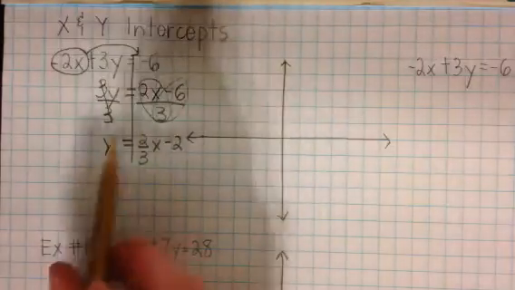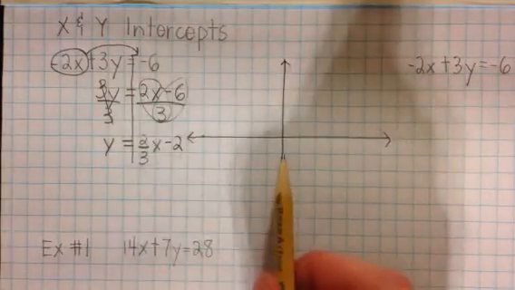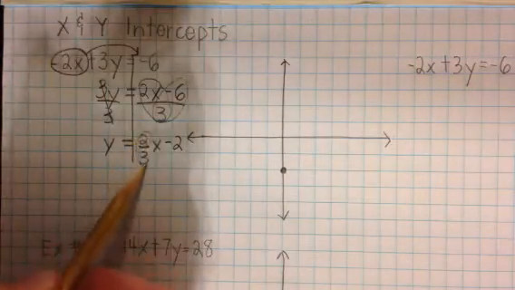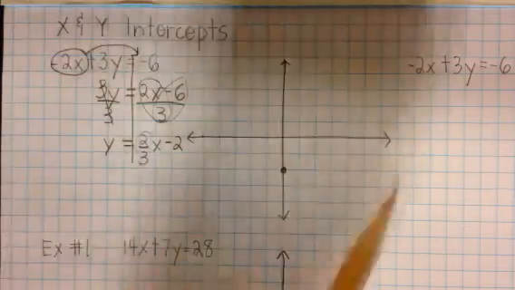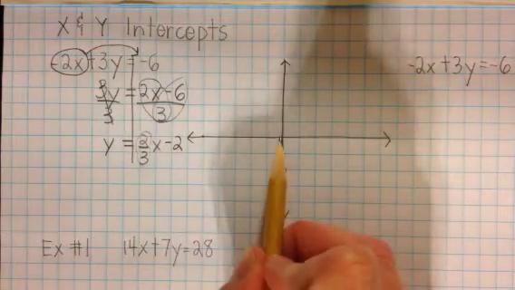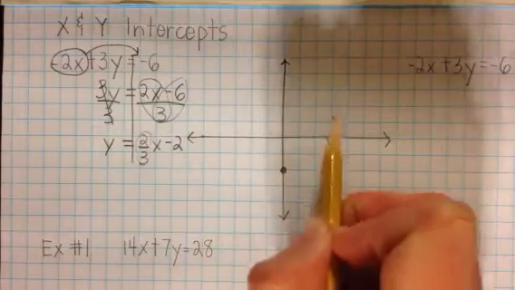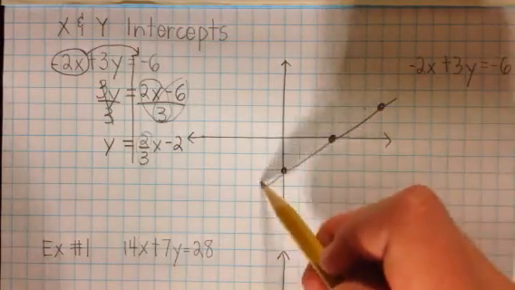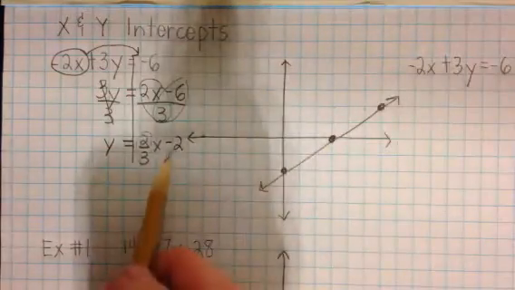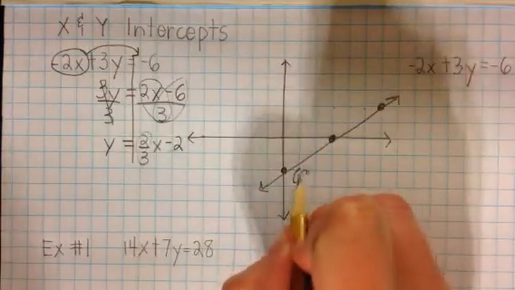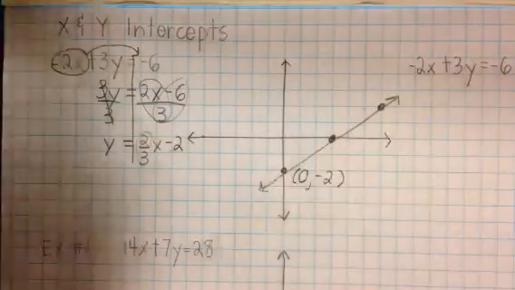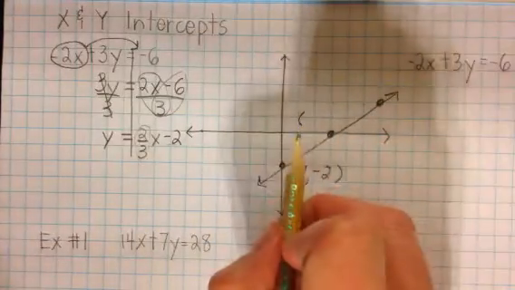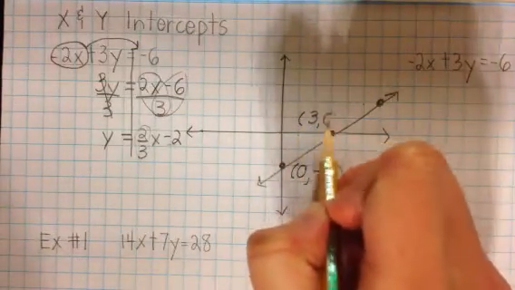So plotting this using slope and y-intercept, I know I go down 2 on my y-axis, and from there my rate of change is up 2, right 3, up 2, right 3. So from here up 1, 2, right 1, 2, 3, and then up 1, 2, right 1, 2, 3. Okay, so my y-intercept, obviously, in slope-intercept form, is (0, -2). And just by finding it out through graphing, our x-intercept here is (3, 0).